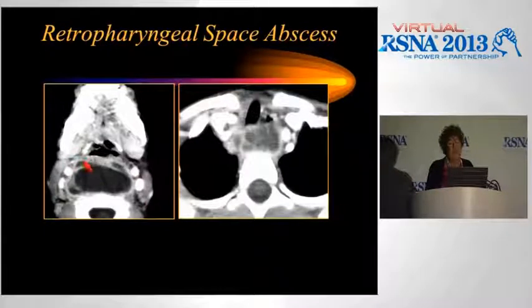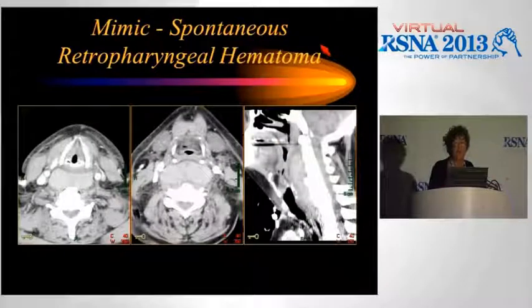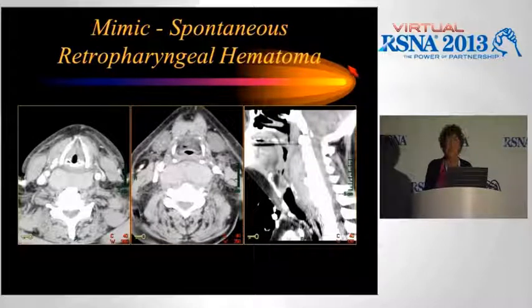Now, sometimes they're very large, and you see them in the suprahyoid neck going down to the infrahyoid neck. And what do you have to worry about? Mimics of this particular thing would be a spontaneous retropharyngeal hematoma.